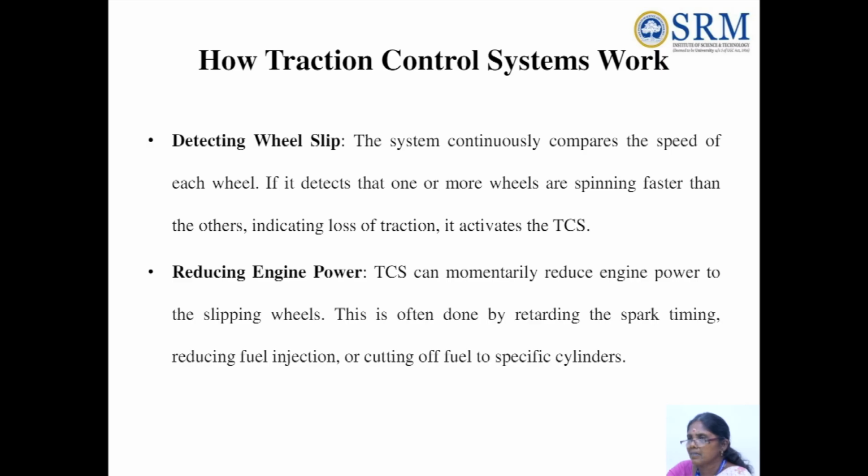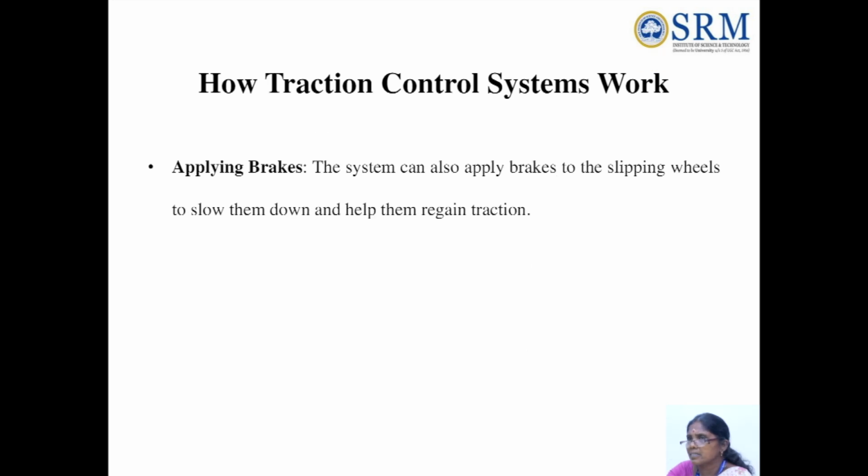Detecting wheel slip. The system continuously compares the speed of each wheel. If it detects that one or more wheels are spinning faster than the others, indicating loss of traction, it activates the traction control system. Next, reducing engine power. The traction control system can momentarily reduce the engine power to the slipping wheels. How the traction control system works, by applying brakes: the system can also apply the brake to the slipping wheels to slow them down and help them regain traction.